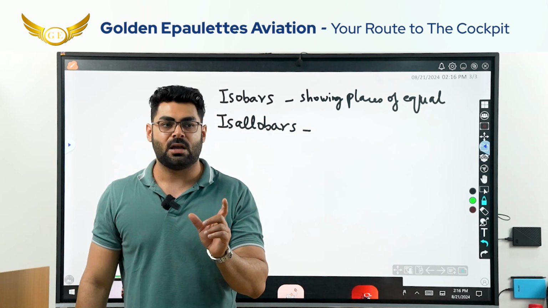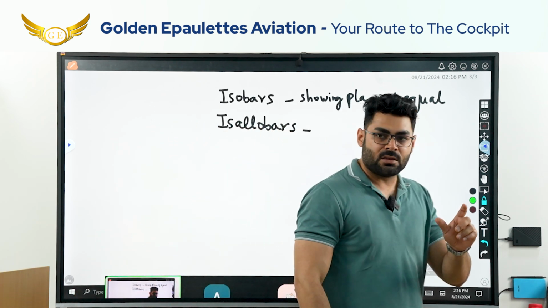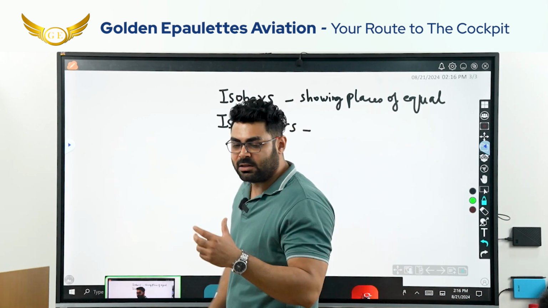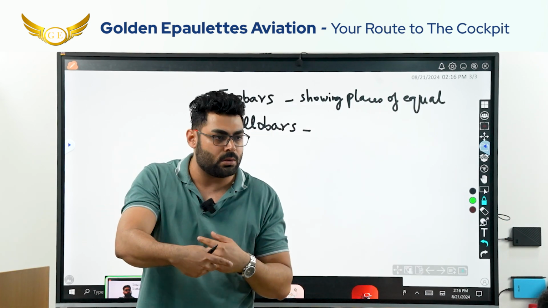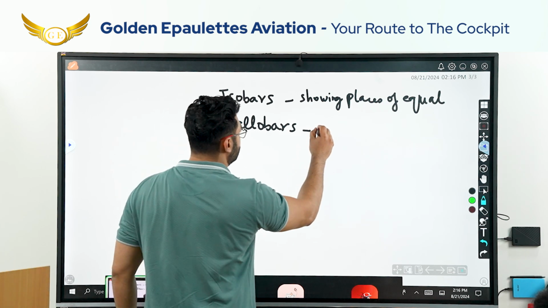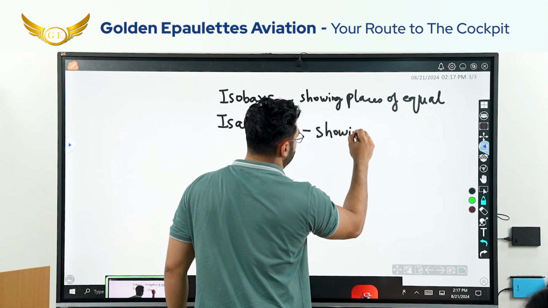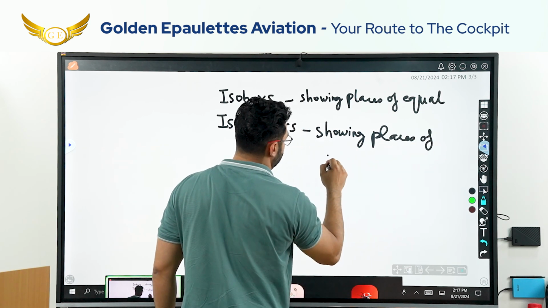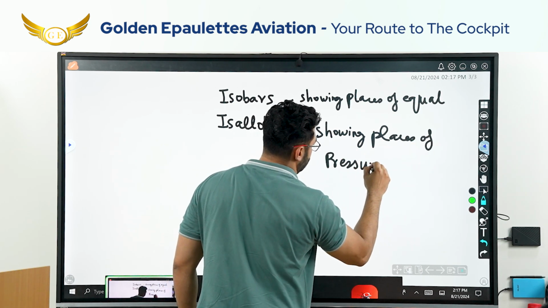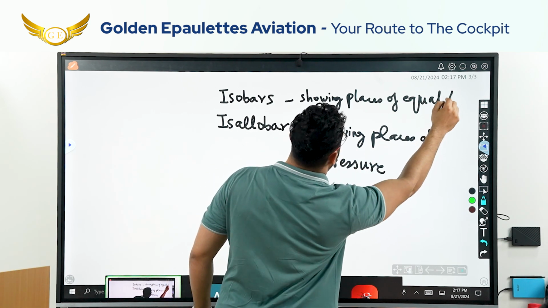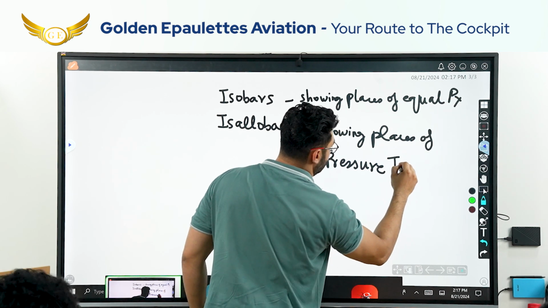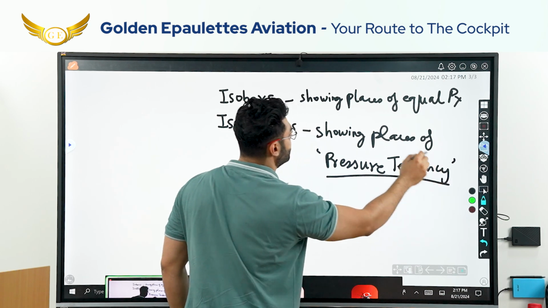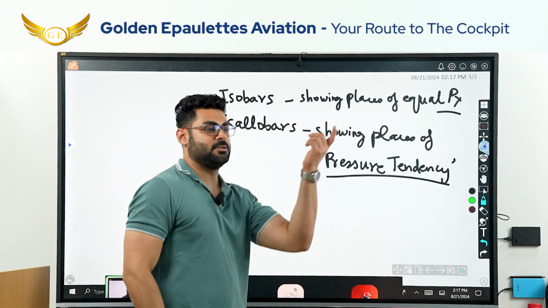Icelobars is an area in which it shows you the tendency of the pressure. Tendency batata hai whether the pressure has a tendency to change or no. It shows you pressure tendency. The word which is added is pressure tendency. They ask you this difference.